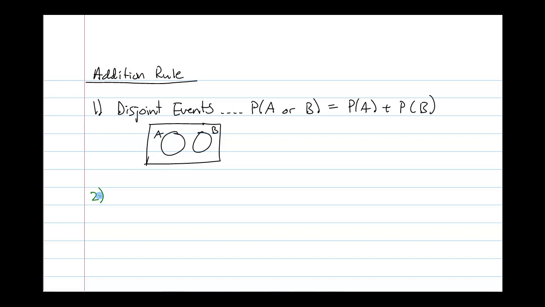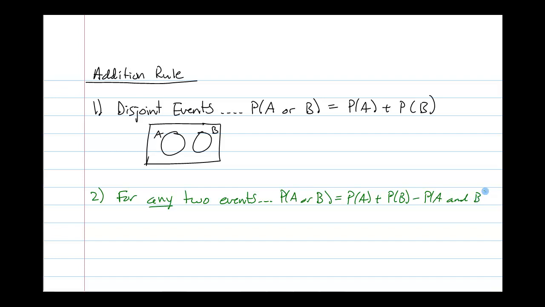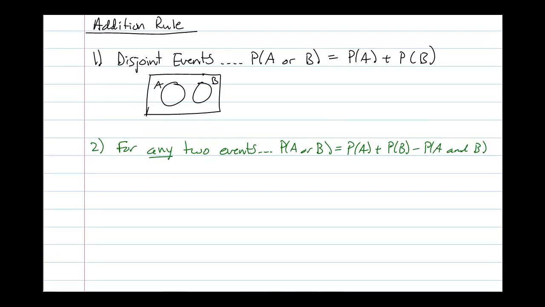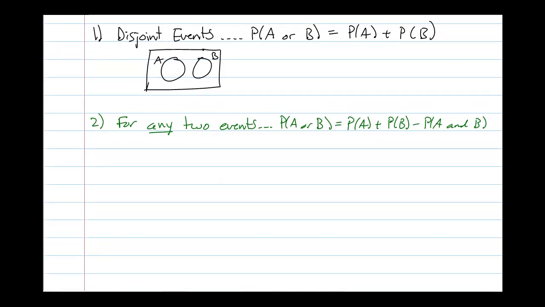Now the second case here is for any 2 events, disjoint or not. So for any 2 events, the probability of A or B is the probability of A plus the probability of B minus the probability of A and B. Now why do we have that subtraction there? So let's have a look.